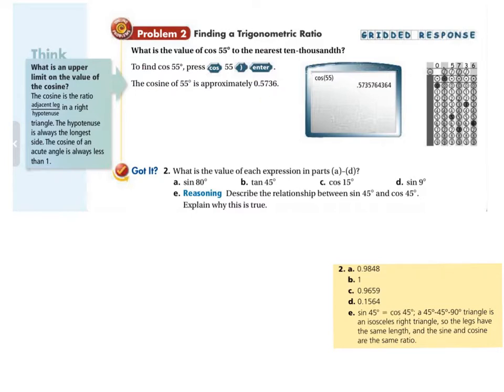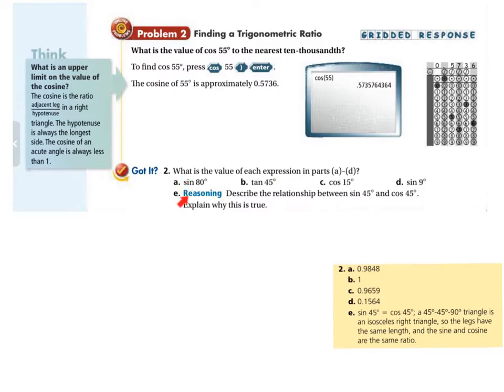It's really important that you put that in your brain. Not the 5, 7, 3, 6, but the fact that all 55-degree angles are going to be the same in a right triangle for cosine. What is the value of each expression in parts A through D? So again, putting them into a calculator, right?